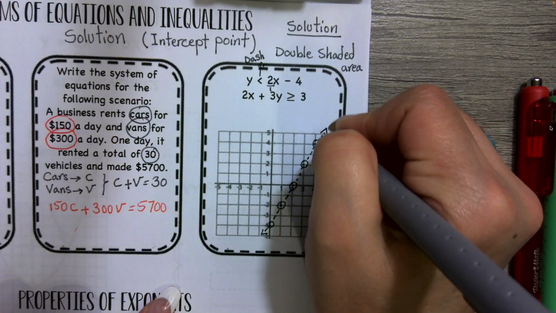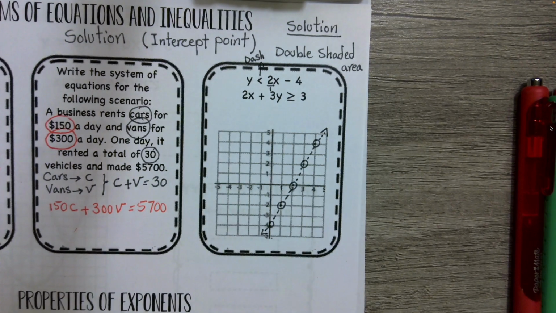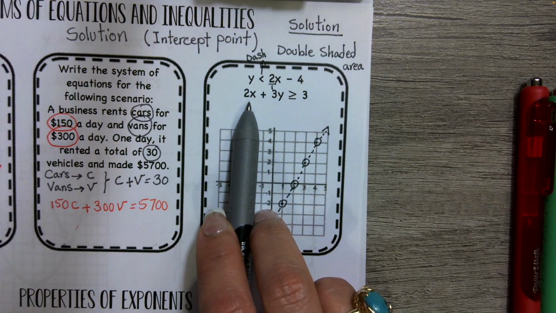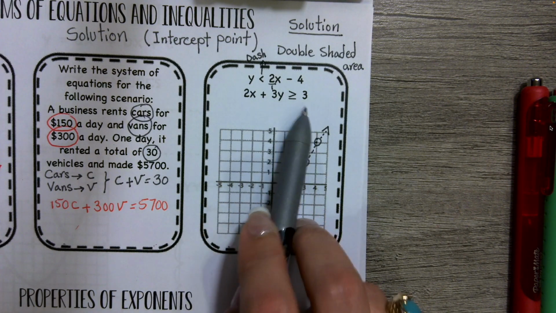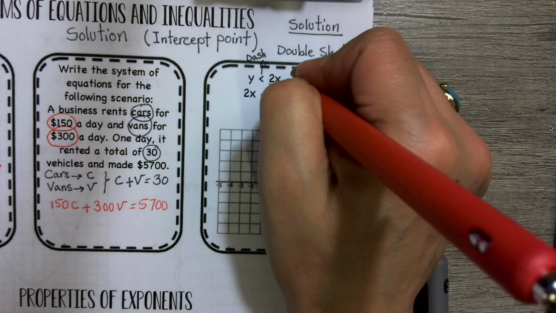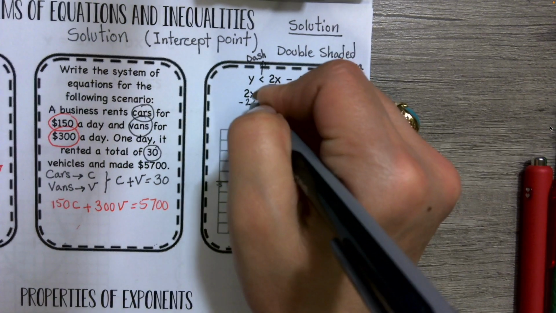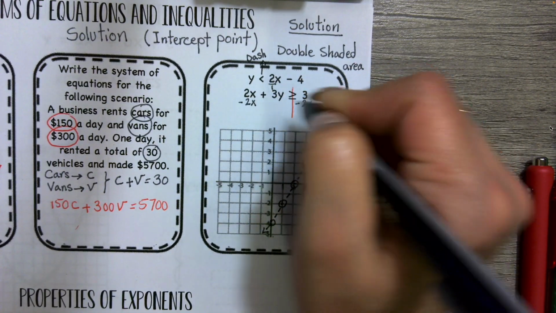Okay, that's my dashed line because it doesn't have an equal sign. Now this one didn't solve for y. So what do we have to do? We have to solve it for y first. So let's do that. We're going to move 2x, so -2x on both sides.